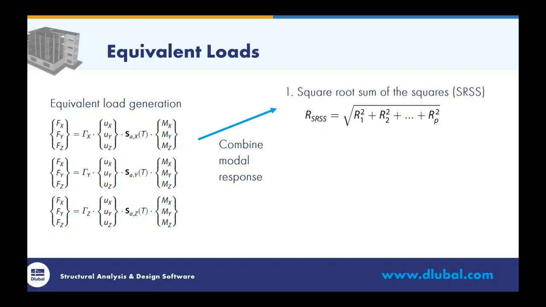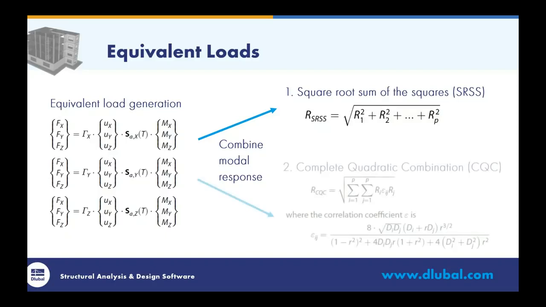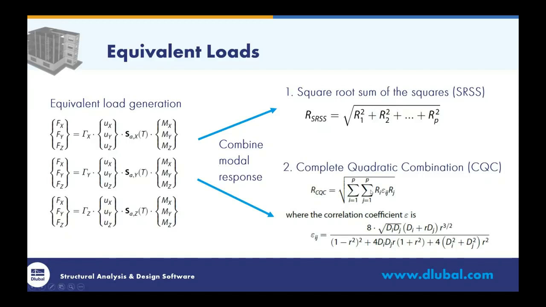The first is the square root sum of the squares. And a fairly simple formula here, you can see we're just going to square each modal response, add them together, and take the square root. The second option that we have is the complete quadratic combination, or the CQC rule. You'll notice that the equation for this is a little bit more complicated, which does include the correlation coefficient epsilon. Now, a huge difference here is that epsilon contains a damping factor. So we see that within this equation shown here. So with the CQC rule, we can consider damping, as opposed to the SRSS, which we cannot.